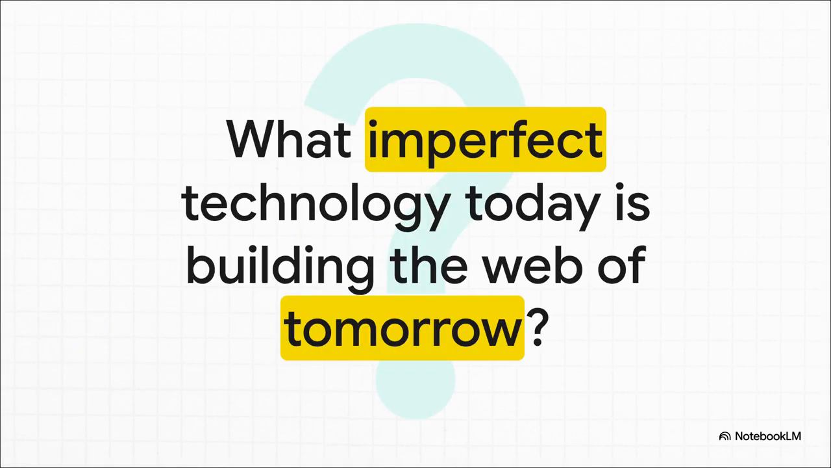And that really leaves us with one last thought. WAP was this imperfect but totally necessary piece of technology. So it makes you wonder, what are the imperfect, maybe even kind of clunky technologies that we're all using right now that are actually the quiet, essential stepping stones to whatever the web is going to become tomorrow?